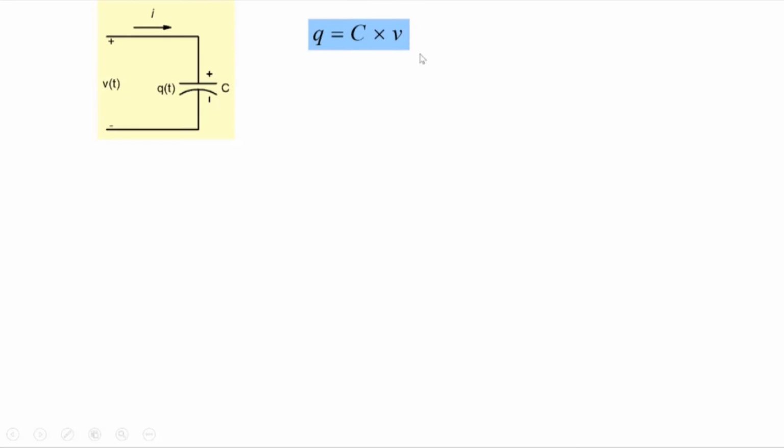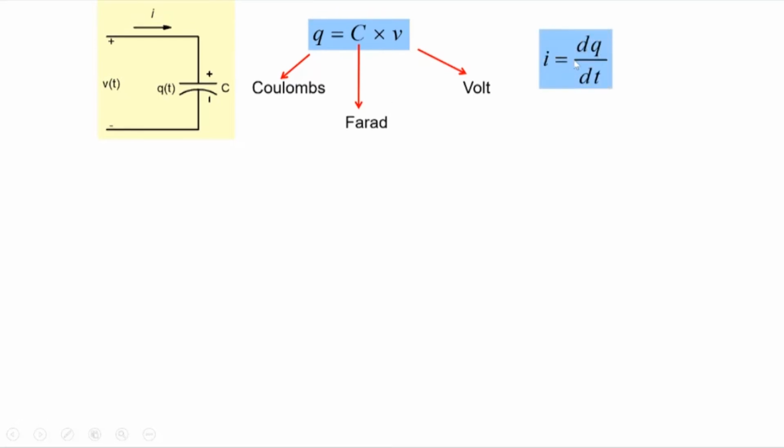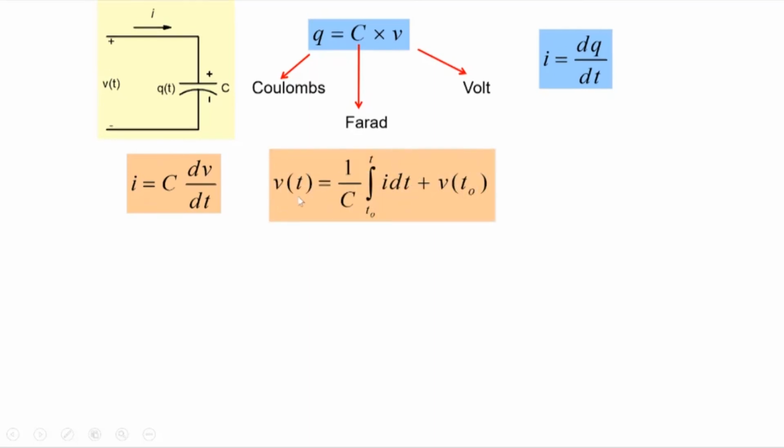Q equal to C times V. Q is in coulombs, V is in volts, C is in farads. I equal to dQ by dt, the relationship between current and charge. So we can apply that to this relationship. So we get I equal to C dV by dt. So that's the fundamental current-voltage characteristic of a capacitor, I equal to C dV by dt here. And of course, we could write it as V in terms of I as an integral.